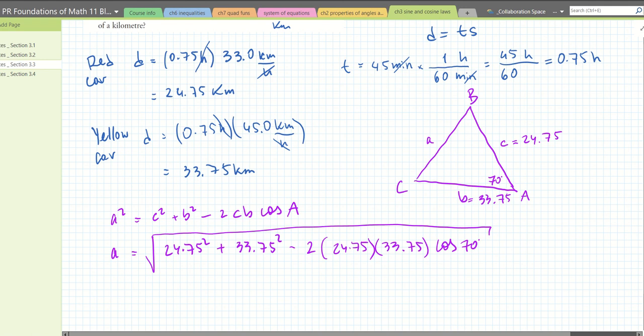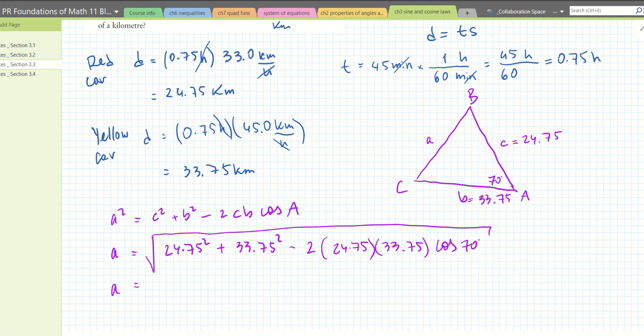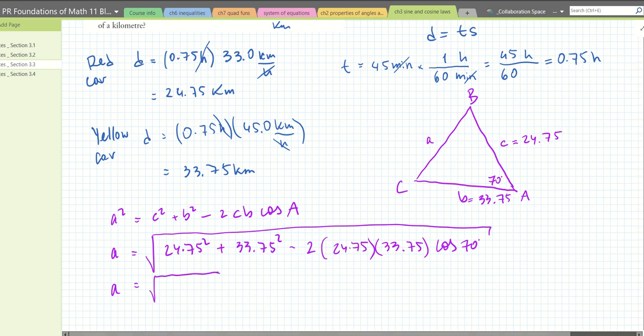Take the square root of all of this, and you'll get your value for the side A, and that's going to be the distance apart between the two cars after 45 minutes of driving. So again, do each step carefully here. Don't forget to square anything, and make sure you have your calculator set to degrees. So 24.75 squared plus 33.75 squared minus 2 times 24.75 times 33.75 times the cosine of 70, all this equals 1180.2375. And then I'm going to take the square root of this number.